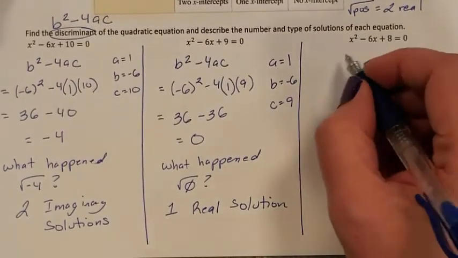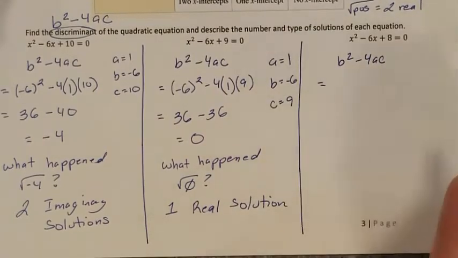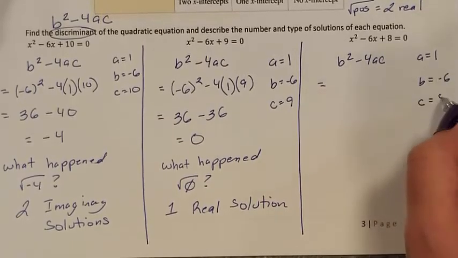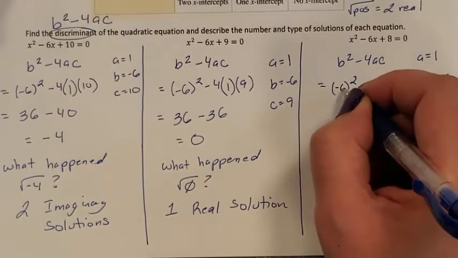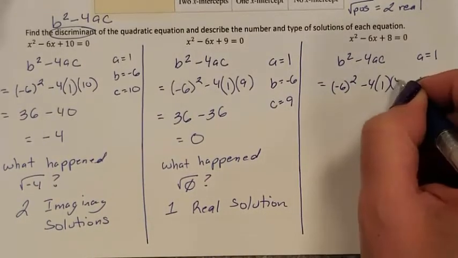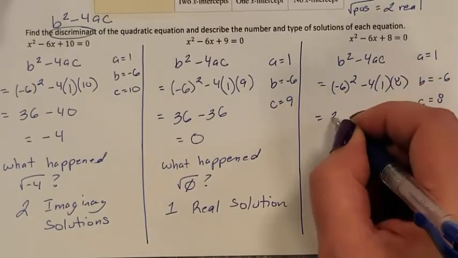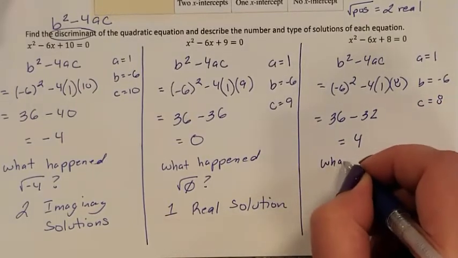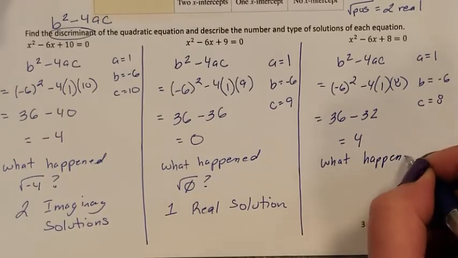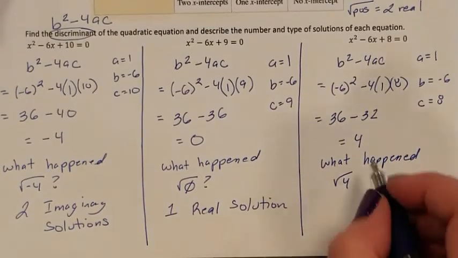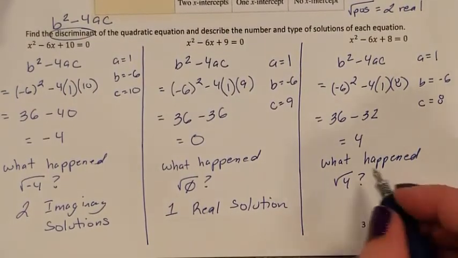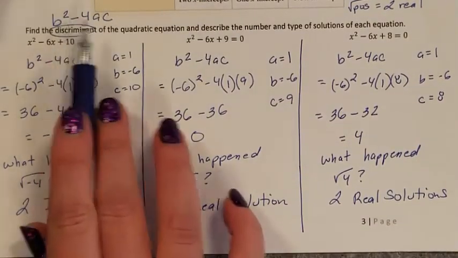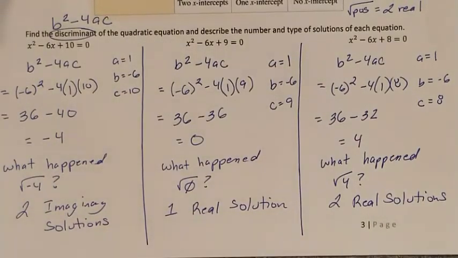Let's look at the last one. I need to figure out what would have been inside my square root. The a is 1, the b is a negative 6, the c is an 8. So I have my b squared, which is a negative 6, minus 4 times my a is a 1, my c is an 8. Negative 6 to the second power is 36 minus 32. 36 minus 32 is 4. So you're asking yourself, this is the inside of the square root. So if that is the inside of the square root, what happens when you take the square root of 4? I get 2 answers. So I must then get 2 real solutions. So by using the discriminant, you can figure out how many x-intercepts you're supposed to have.